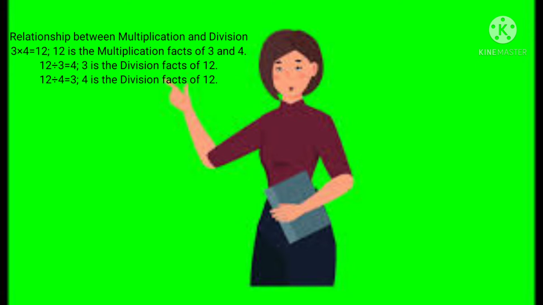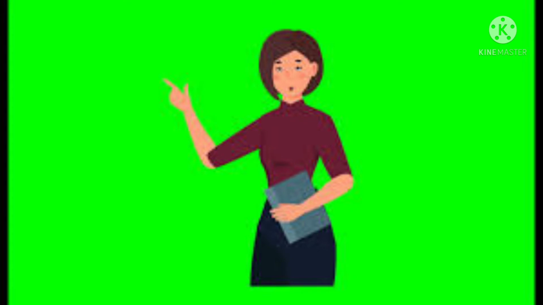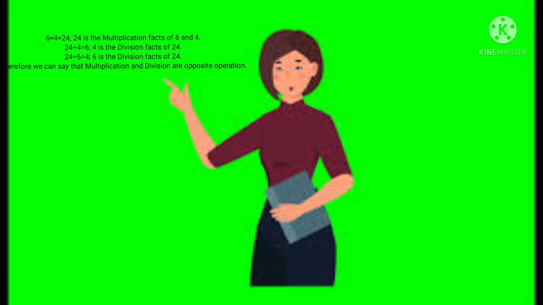Okay. Now let's take one more example. I'll take one example from your book. In your book, related to this, a few exercises are given on page number 92. I will take the second example. The first one is done for you. Say 6 into 4 is equal to 24. So what is 24 here? 24 is the multiplication fact of 6 and 4.